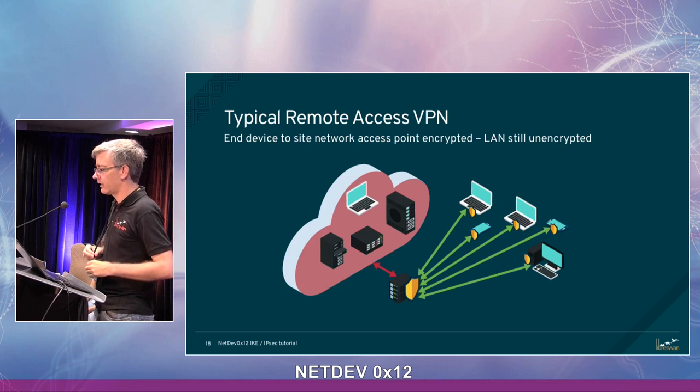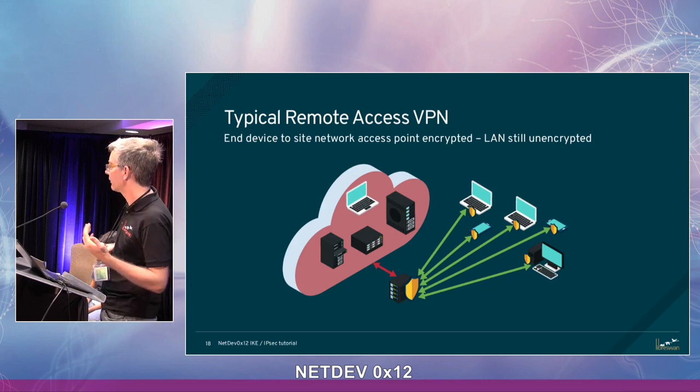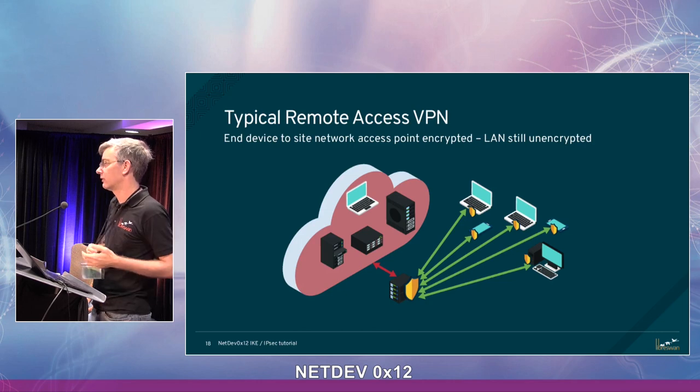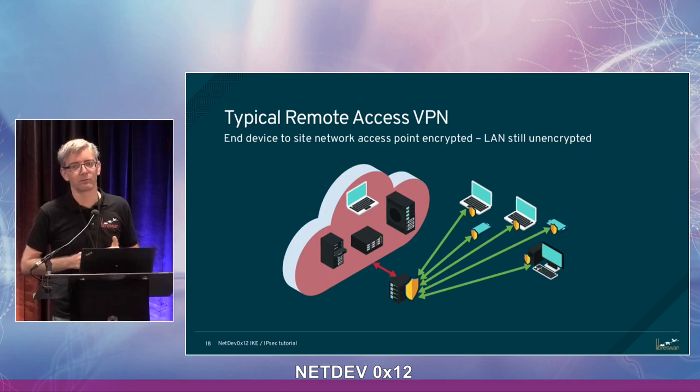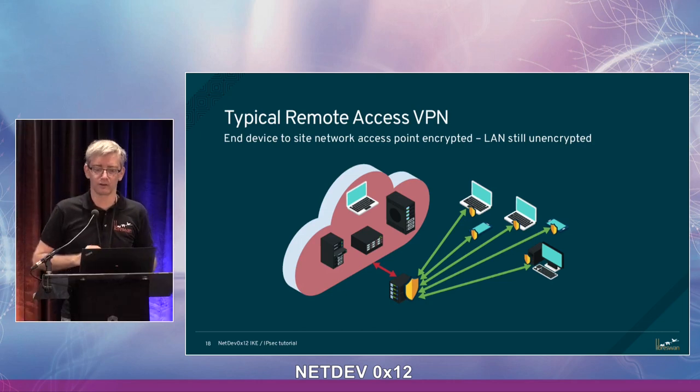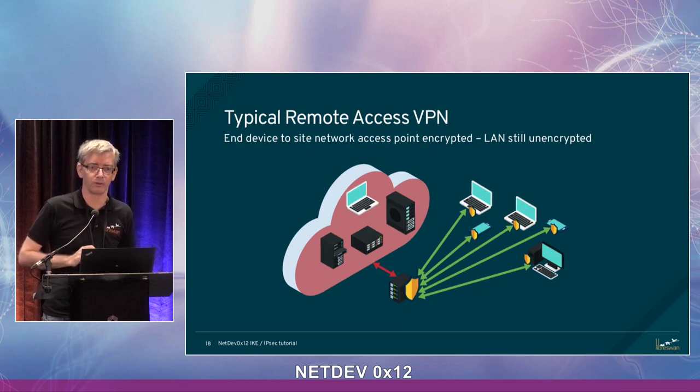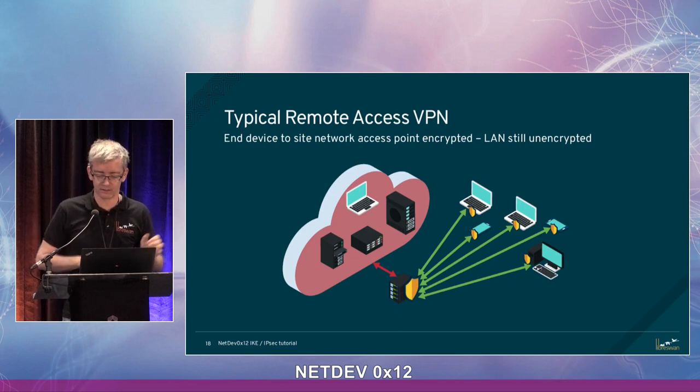So, typical remote access network. It's our phone, our laptop, we want a VPN, we don't trust the local Wi-Fi, we just want a VPN to a trusted place, and we want to send all our traffic from there. The VPN server can either give you a private or a public IP address. If it gives you a private one, it will NAT it and send it out.